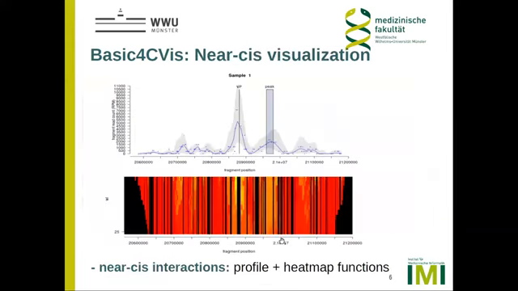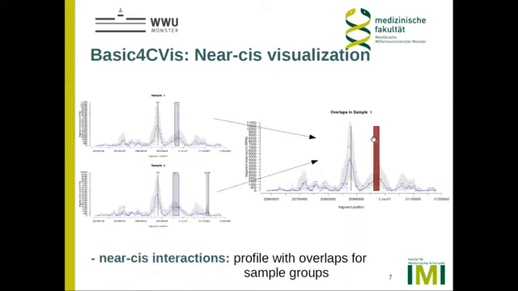The more interesting plots are the near-cis interactions. Here we offer the usual profile and heat map plot functions that Basic4C-seq also implemented. This is additionally extended here with a peak visualization. So if we upload some cis interactions which are located in the near-cis region, then we can show these peaks with some rectangles here. And as I said, we can plot multiple samples next to each other. Then the app shows them stacked, starting with sample 1 and then under it samples 2 and 3, depending on how many samples there are.